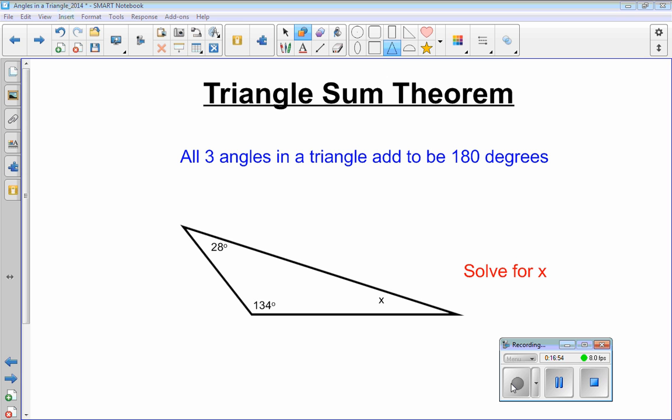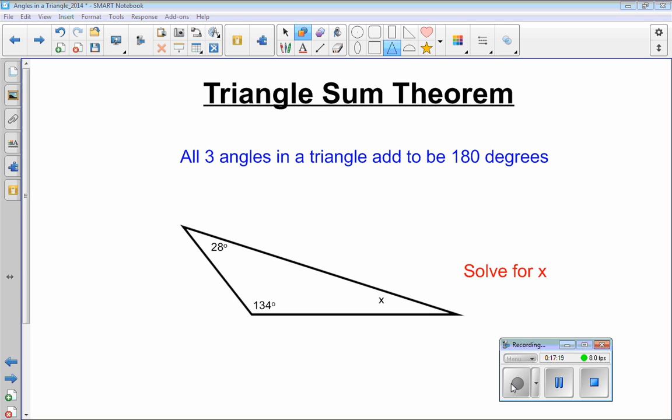Do you see how all the angles are together? I pointed them. Don't they form a line? Well, we know something about a line, don't we? What does a line always add up to be? 180. So no matter what kind of triangle you have, if you rip off all of the angles, they'll always form a line. So they always add to 180. So we know that to be true.